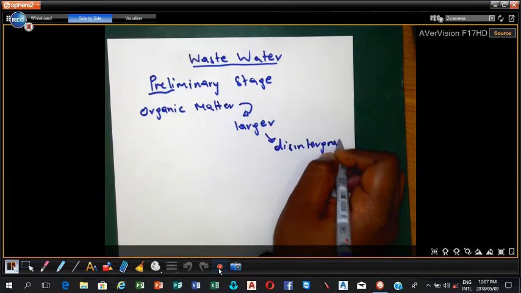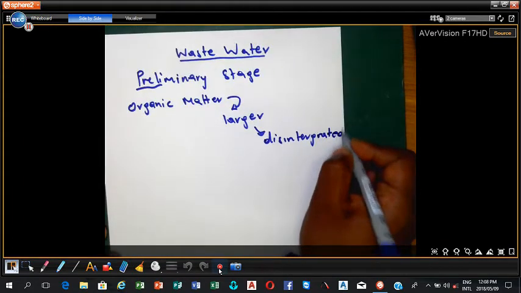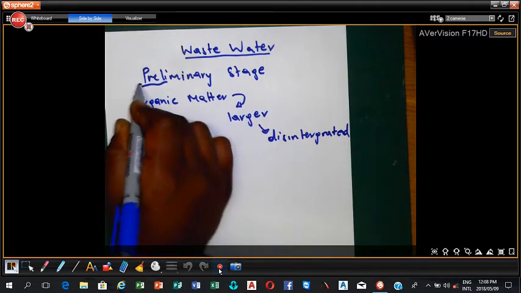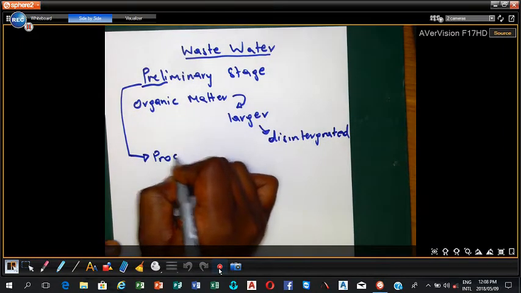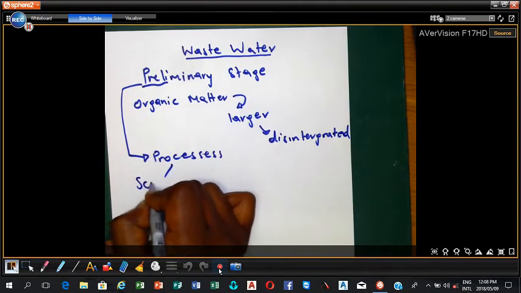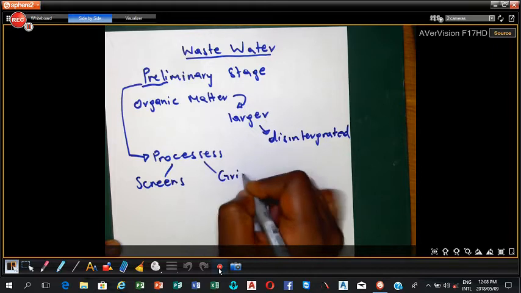Now, when you speak of disintegration, you are referring primarily to the breaking down of this organic matter through bacteriological action. Now, within the preliminary stages, the processes employed, we are referring to the screens as well as the grit removals.